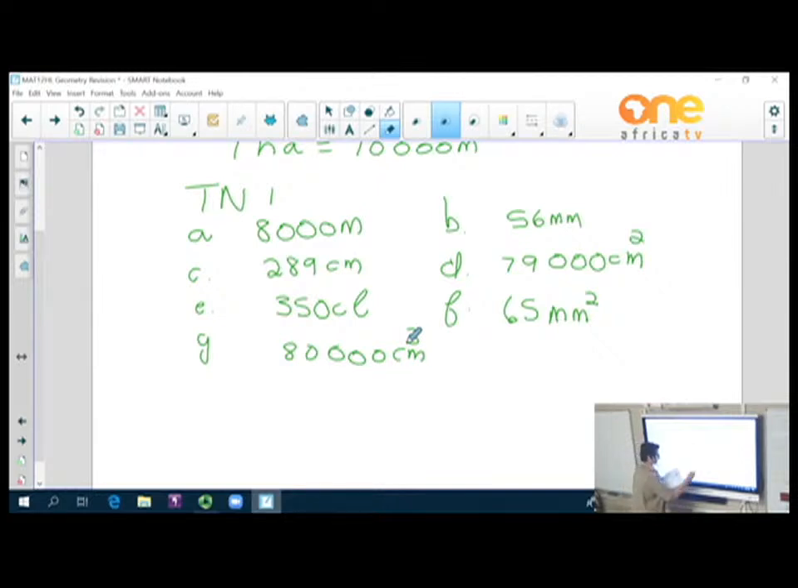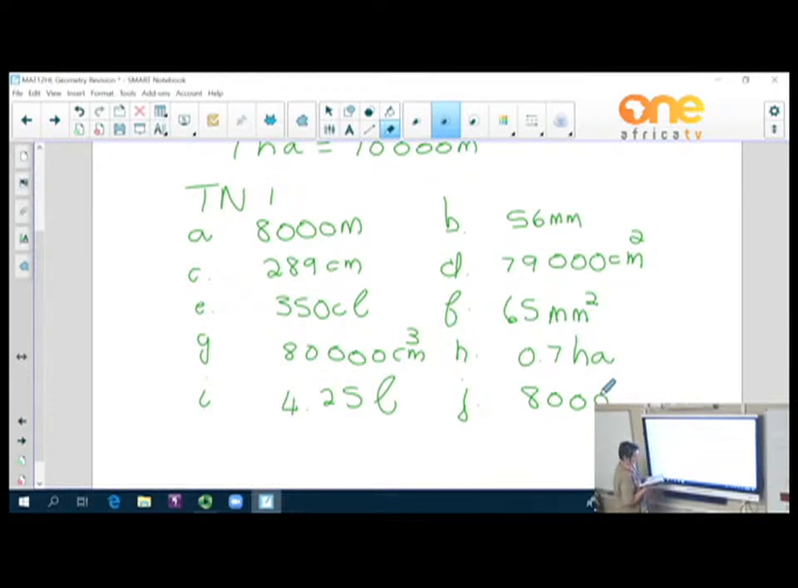And number H, the hectares, it's 0.7 hectares. You multiply with 10,000 square meters there. Number I, in liters, that's the one that we had. You divide with 1,000 liters. And then the last one, tons to grams, and I will multiply with 1,000. No, with 6 zeros there, 6 zeros.